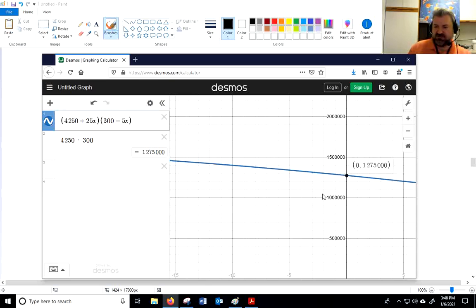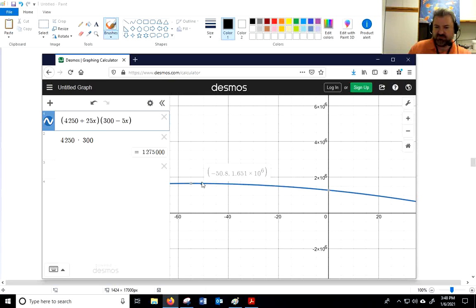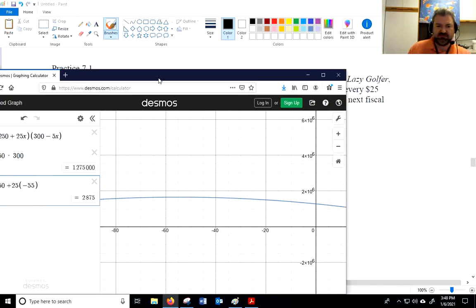Okay, so you can see that, in fact, in this situation, it looks like they're overpriced, right? So it turns out that negative 55 is the way to go. So what would that turn out to be? 4250 plus 25 times a negative 55. Wow, they are really overpriced.